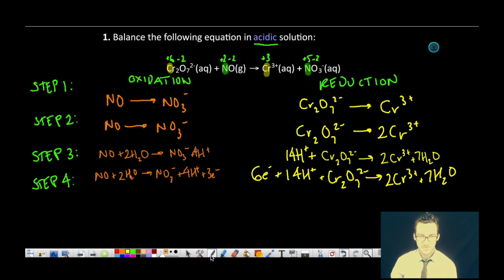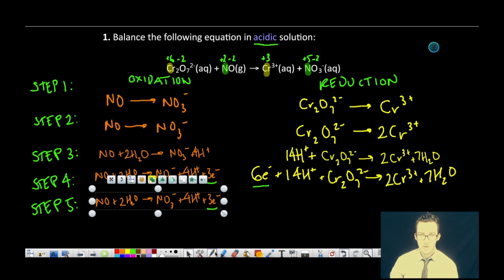Step 5. You may have to, and we will in this case, multiply one or both of our half reactions to ensure that the charge lost is equal to the charge gained. If you look at our oxidation half reaction, we have lost 3 electrons, but in the reduction half reaction, we've gained 6. In order to get the number of electrons lost to match the number of electrons gained, we'll just have to multiply this by a factor of 2.